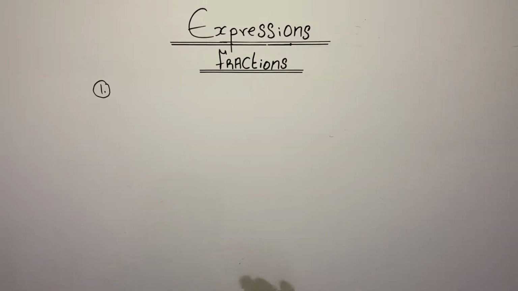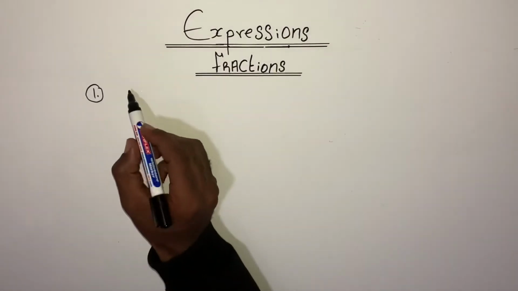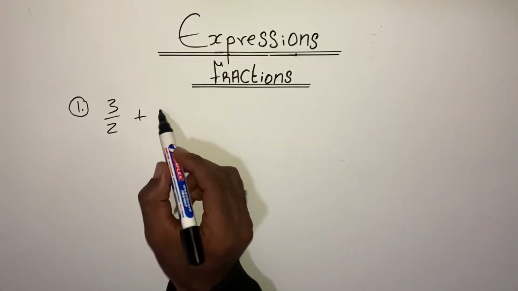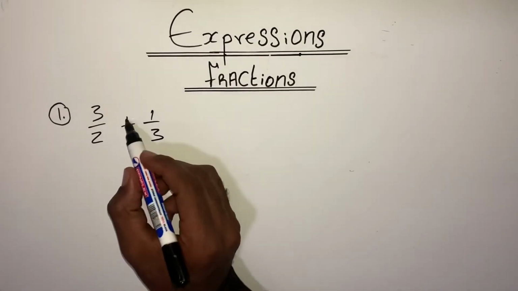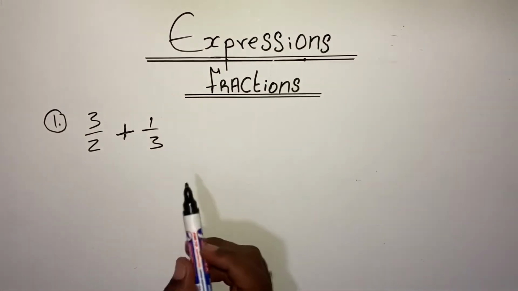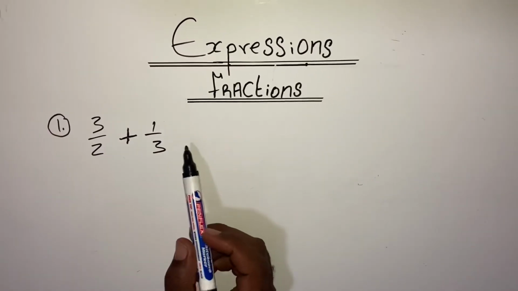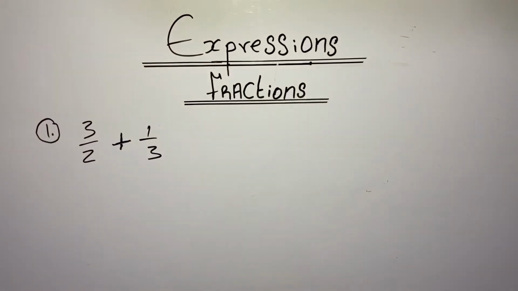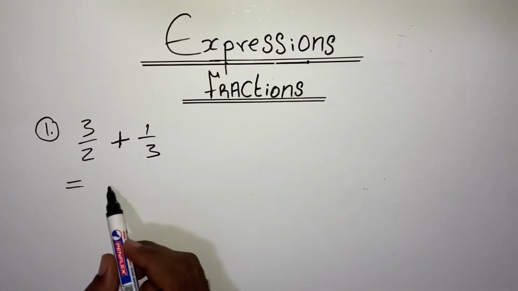So let's just start with our first sum, which will be 3 over 2 plus 1 over 3. From here, we know that these sums, we refer to them as expressions, since there's no equal sign, which would have made them an equation. So we are dealing with expressions. From here, you start with your first step.